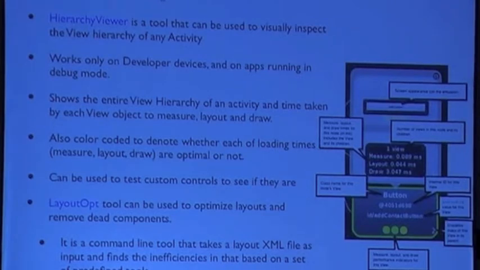So when you actually run an application on the device, you can plug it in and you can see the view hierarchy at runtime in real time. And you can see which object is misbehaving, which object is taking the most time to draw. So this is also useful when you're designing your own custom controls. So you can make sure whether your control is behaving properly, or is it taking longer time to draw, measure, or even put the layout.